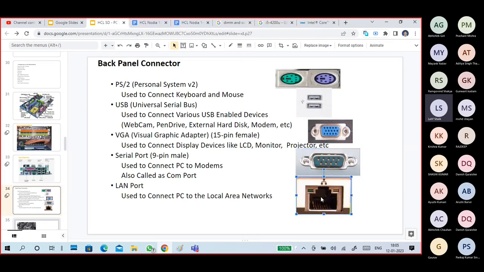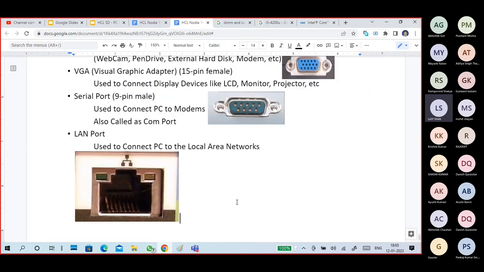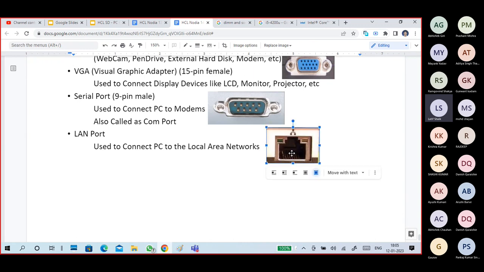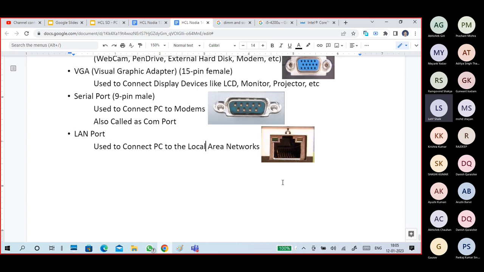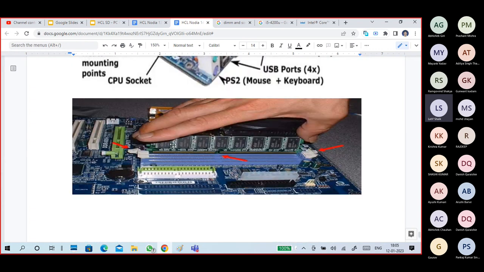At that time, LAN port kinds of communication were very rare. If you wanted internet, you needed to connect to the serial port. The serial port is also a communication port, used to connect other devices. Now we are getting the LAN port, Ethernet port, to connect our LAN. So these are the different back panel connectors on a motherboard.